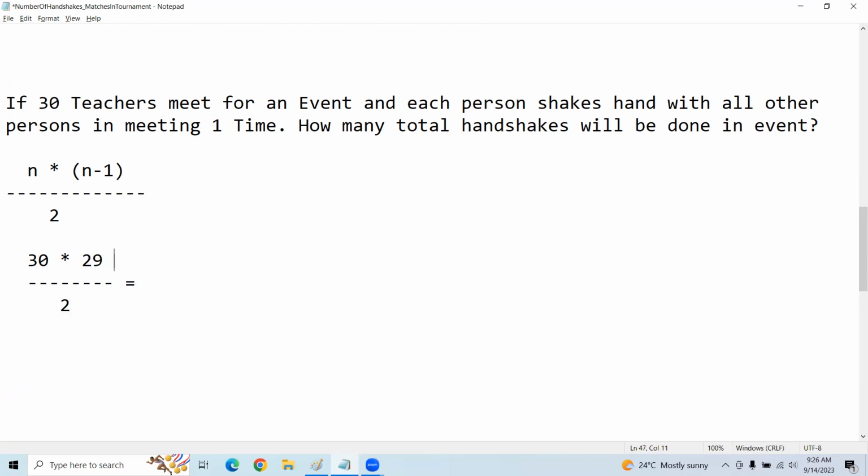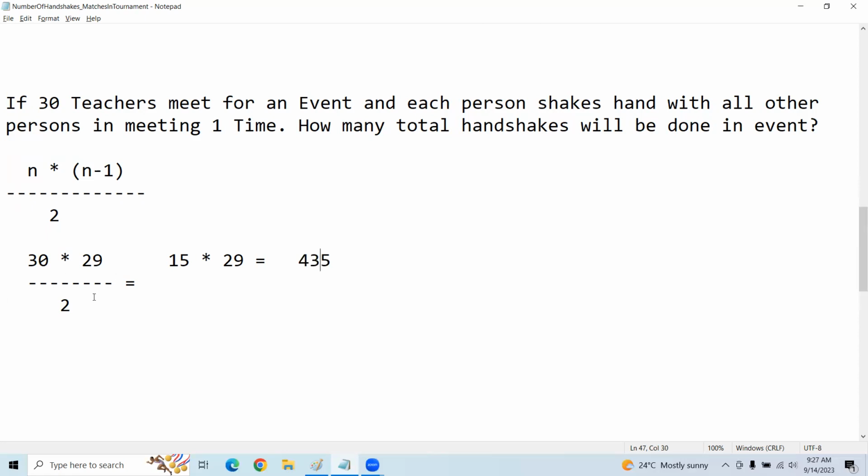It will be easy for us to do 30 by 2. That will become 15 into 29. So 15 nines are 135, 13 carry. 15 twos are 30 plus 13, 43.